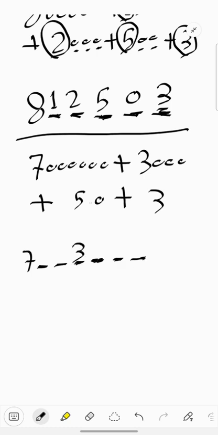So here's a 3. 5 in the tens place, which is here. The 3 in the ones place, which is here. And all the empty lines, put zeros. Okay?